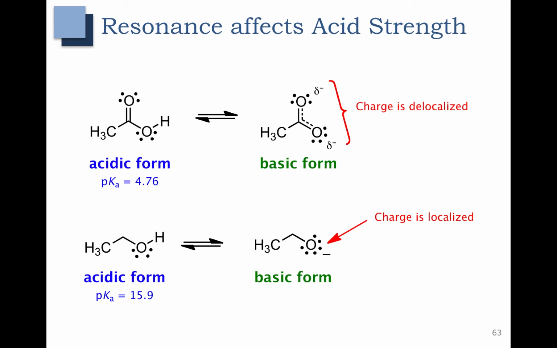The difference is that in the alcohol, once it becomes deprotonated, the negative charge is localized on the oxygen, meaning that it's stuck on the oxygen. Once the carboxylic acid is deprotonated, the charge is delocalized or spread over 2 atoms. And if we can spread that negative charge over multiple atoms, it's going to stabilize it. So this is going to be our more stable or weaker base.